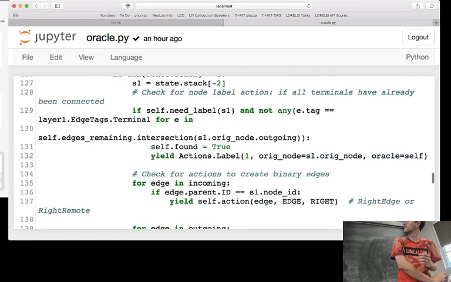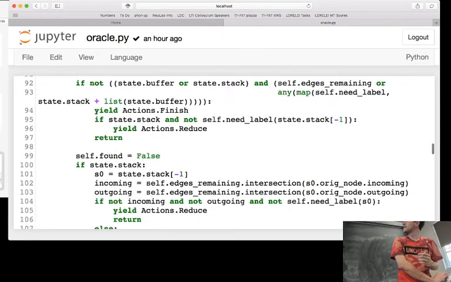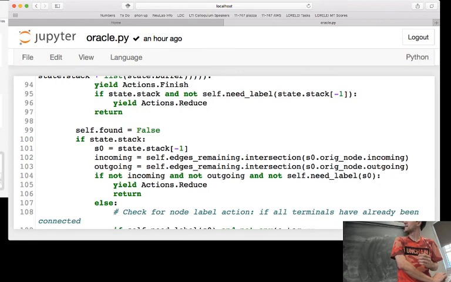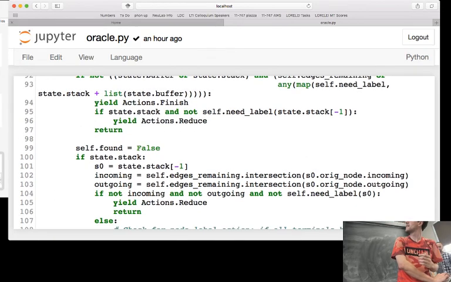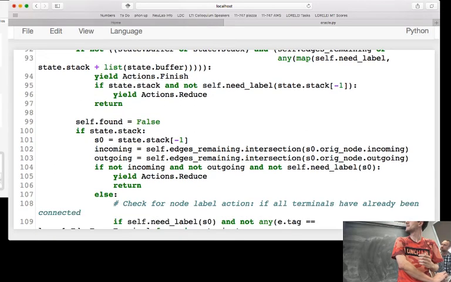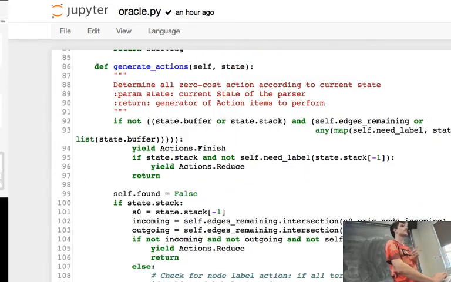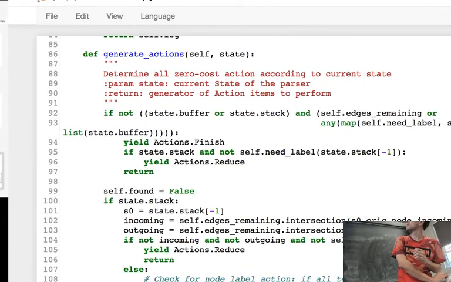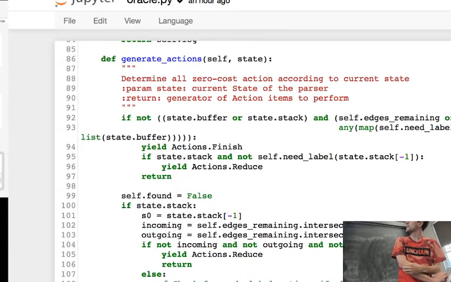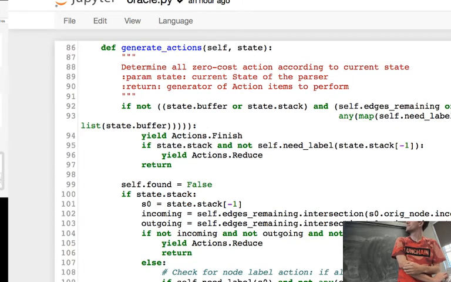Can you make the window a bit wider? Yeah, is this good for everyone? Cool.